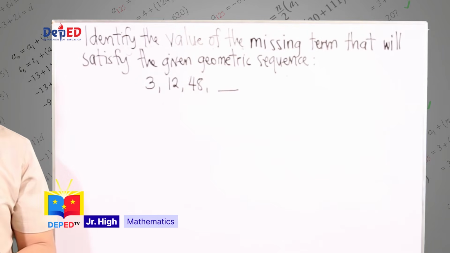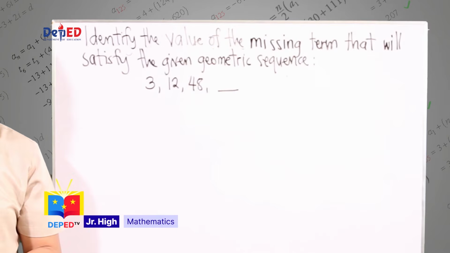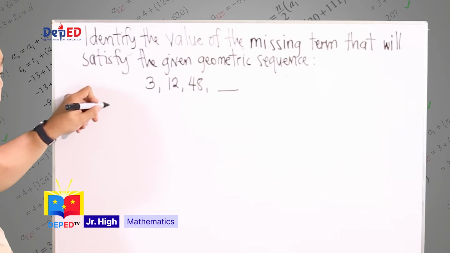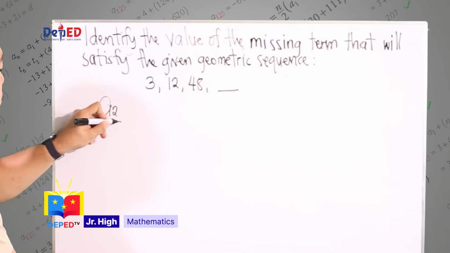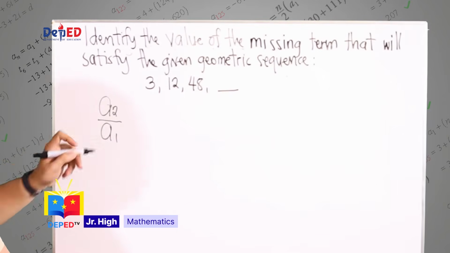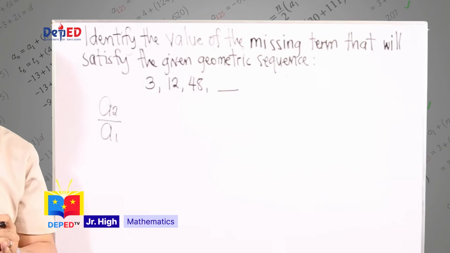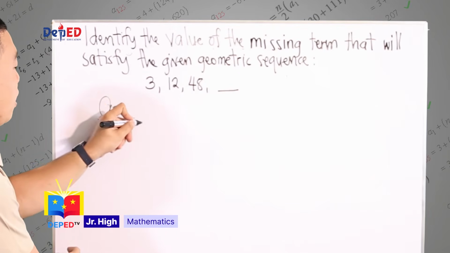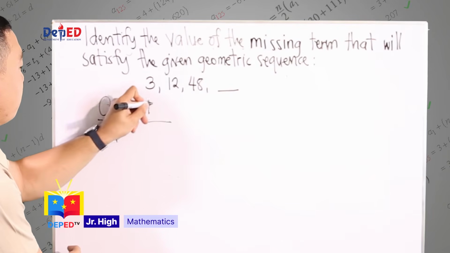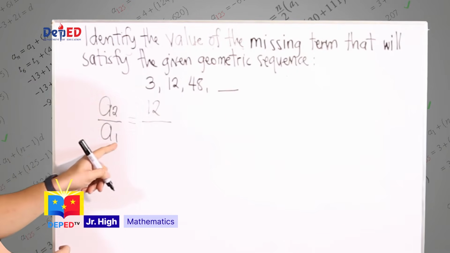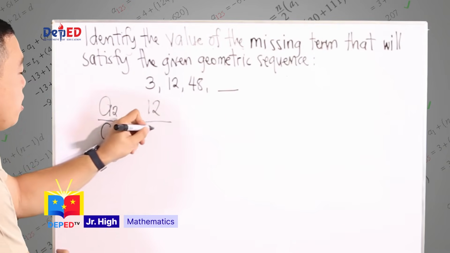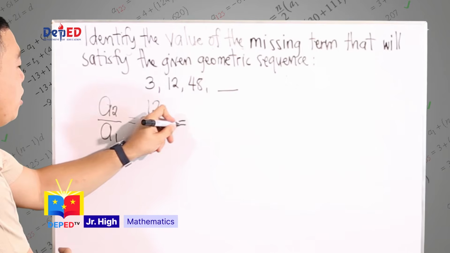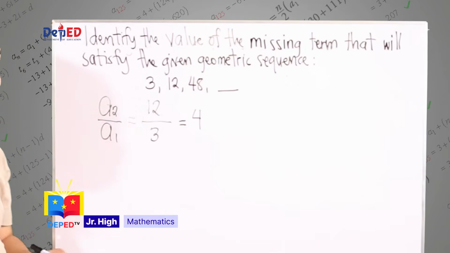To obtain the missing term, let's determine first the common ratio, and that is dividing the second term, or a sub 2, by the first term, a sub 1. Let's substitute the values. A sub 2 is equal to 12 divided by a sub 1, which is 3, and 12 divided by 3 will give us 4.